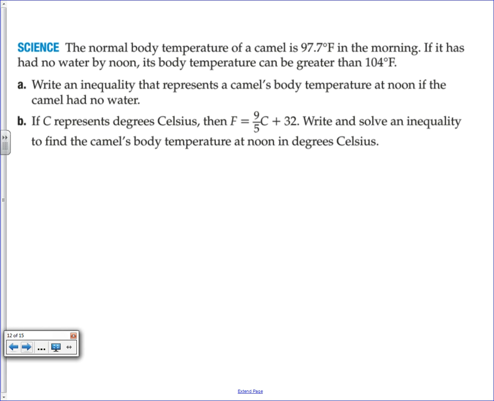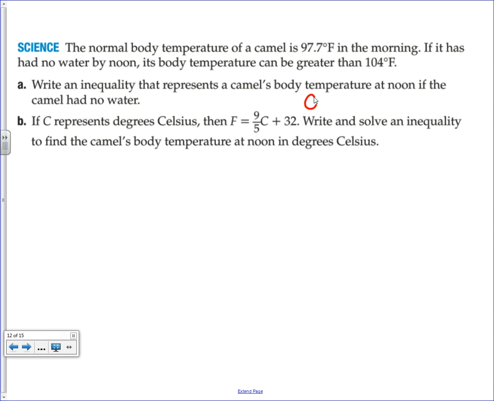The normal body temperature for a camel is 97.7 degrees Fahrenheit in the morning. If it has had no water by noon, its body temperature can be greater than 104 degrees Fahrenheit. Write an inequality that represents a camel's body temperature at noon if the camel had no water. Folks, do I know this camel's body temperature? I don't. What would you like to use? C. G. Doesn't matter.